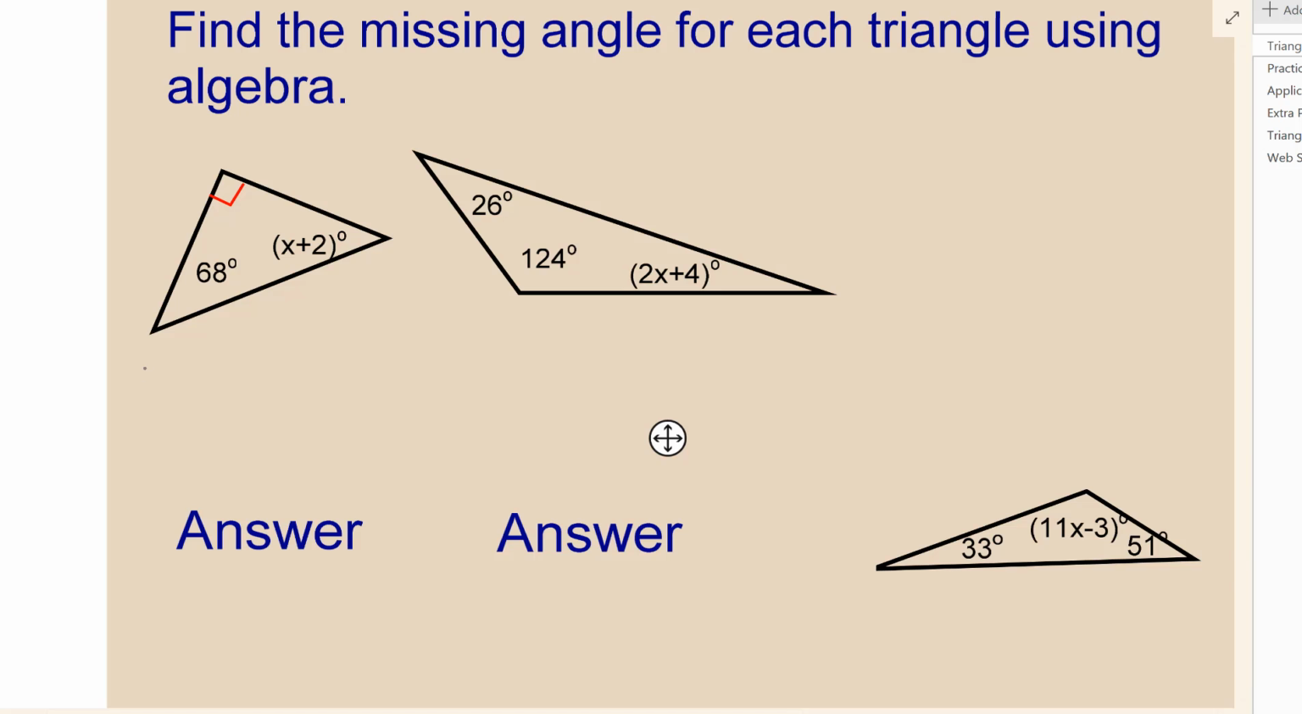So I'm going to write 68 degrees plus x plus 2 plus 90 degrees equals 180 degrees. Now notice I didn't actually include the degree symbols, but I will when I'm done. So the next thing I'm going to do is add my like terms.